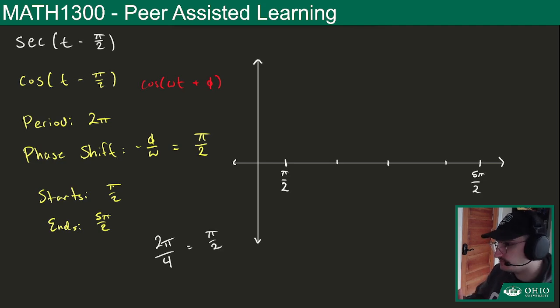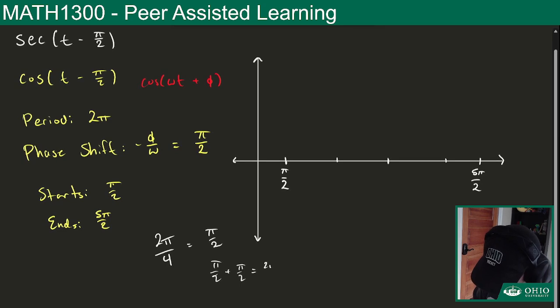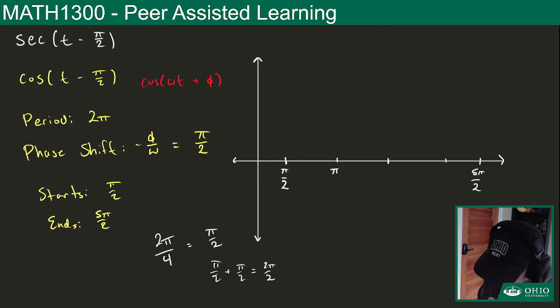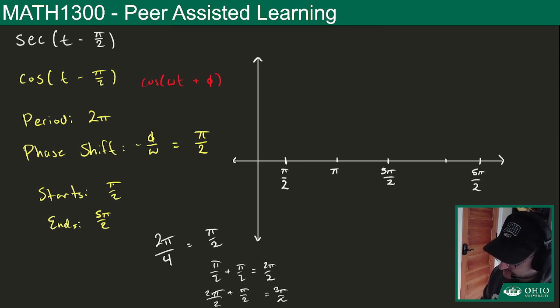So my intervals should be moving in pi over 2 increments. The first interval right here will be pi over 2 plus pi over 2, which is 2 pi over 2, which should just be pi. That'll be my first interval. Then we'll get pi plus pi over 2 as the second interval, and that should be 3 pi over 2 right here. And then the last interval, we have 3 pi over 2 plus pi over 2, which is 4 pi over 2. Okay, so that's our scratch work.